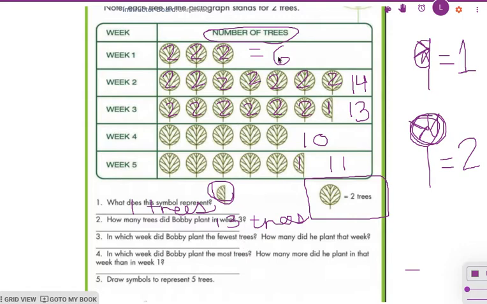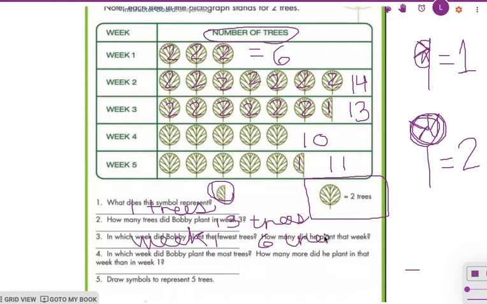Number 3, in which week did Bobby plant the fewest trees? Fewest means less. So I can see it was week 1. Week 1, he planted the fewest trees. But I see there's a second part to this question. How many did he plant that week? Ta-da! We already have that answer. He planted 6 trees, okay?